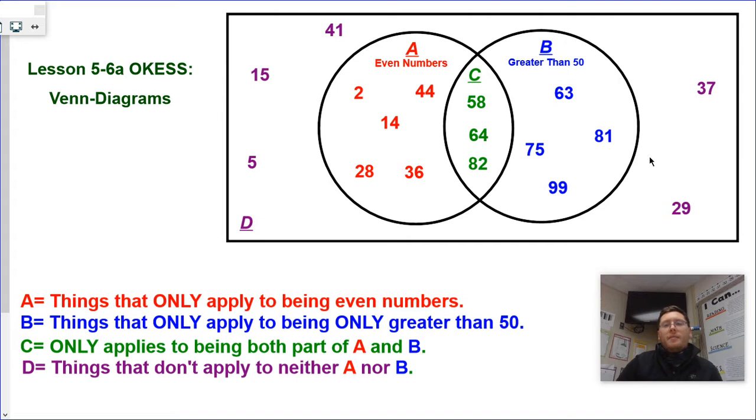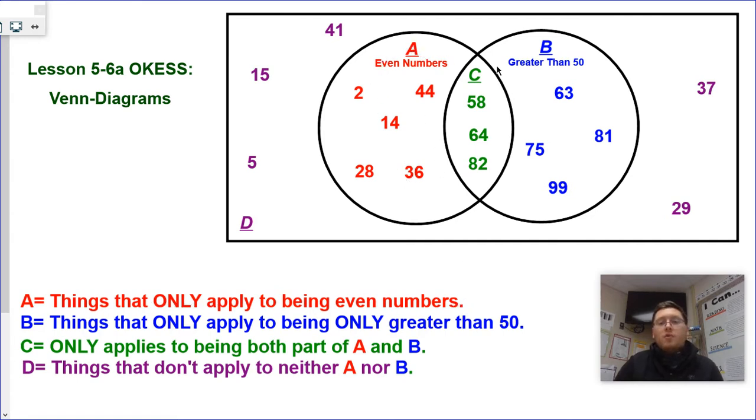So I have a Venn diagram here. This A side is even numbers, B side is greater than 50. What I'm trying to do is classify all of these numbers into a specific group. So I'm trying to categorize them and organize them into a specific group. If I have an even number, it will go over here. If it's greater than 50, it goes over here. And then if I have similarities right here. So if it's specifically things that only apply to being even numbers, it goes right in here.